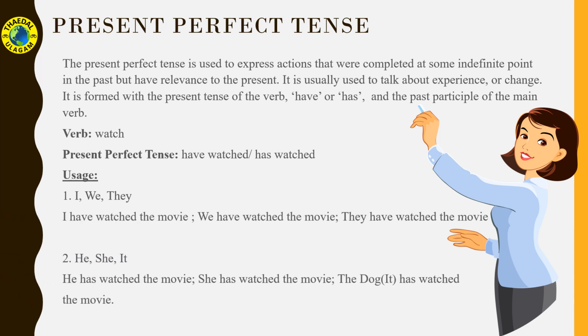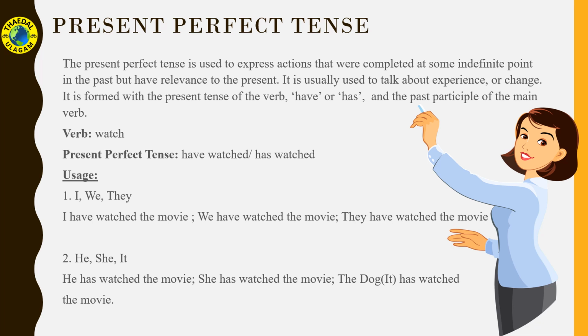Present perfect tense. The present perfect tense is used to express actions that were completed at some indefinite point in the past but have relevance to the present. It is usually used to talk about experience or change. It is formed with the present tense of the verb have or has and the past participle of the main verb. Consider the verb watch. The present perfect tense of watch is have watched or has watched. Take a look at the usage.